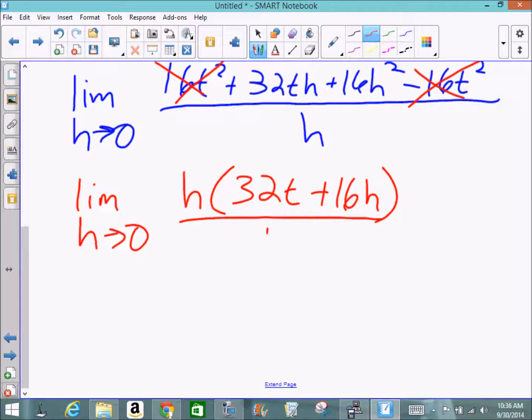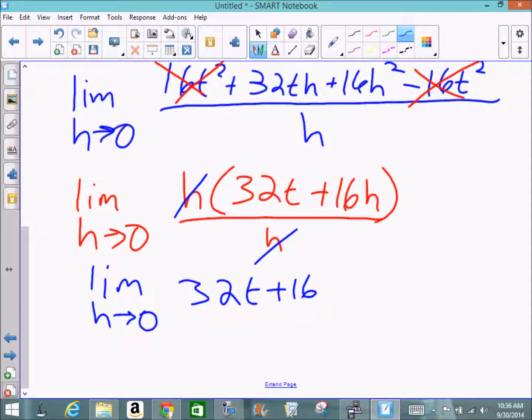The next step is to factor out 1h. When I do that, I get h over h, which can be canceled. So by factoring out the h of 32th plus 16h squared, I get the h's to cancel, and now I'm really just taking the limit of 32t plus 16h. Because I no longer have h in the denominator, I can plug in 0 for h, which leaves me with 32t.